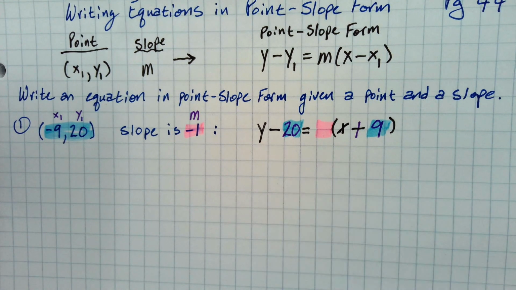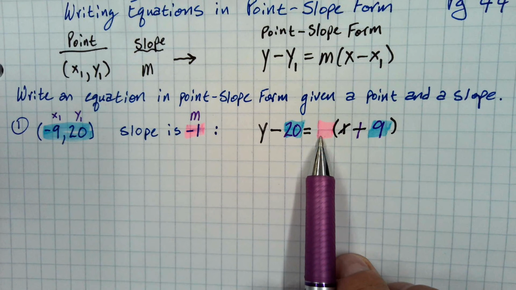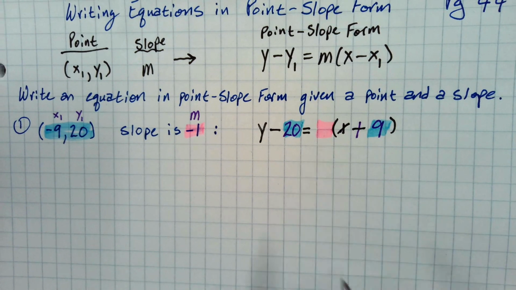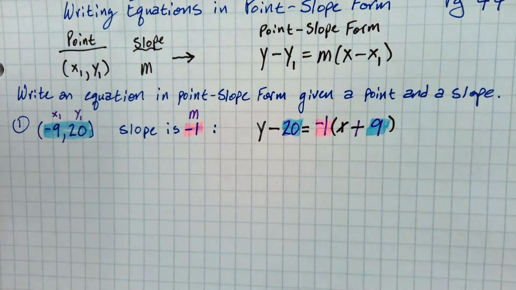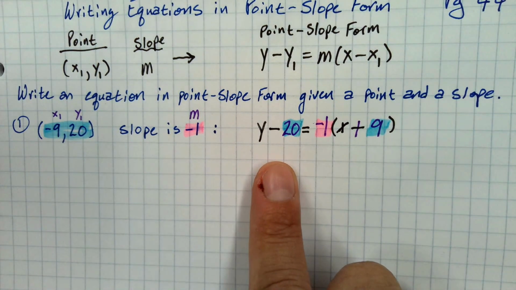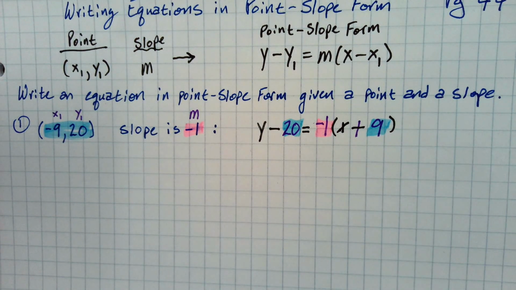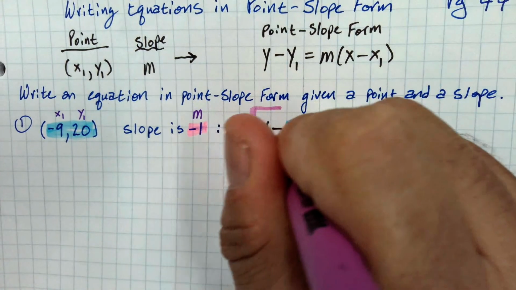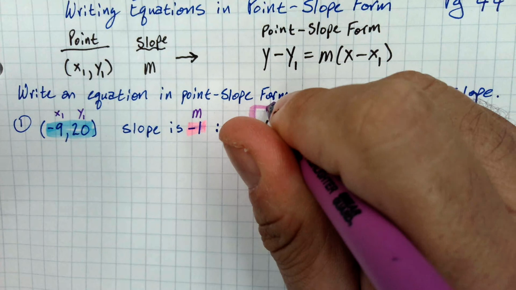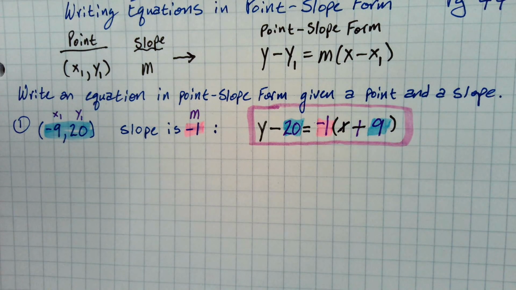Now the only thing left to do is write in the slope. What's the slope? -1. Write it in. So this is my equation: y minus 20 equals -1 parentheses x minus +9. Let's hop over to Delta and put this answer in. So we've got an answer now. This is the form of the equation we want to enter in for example 1 in Delta. So let's jump over there and do that.